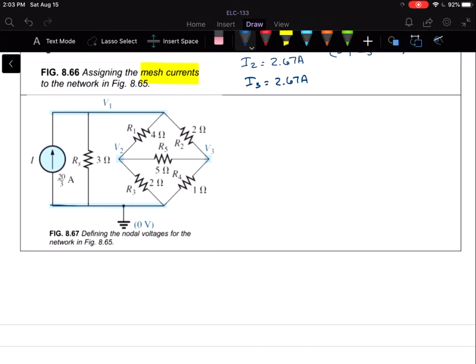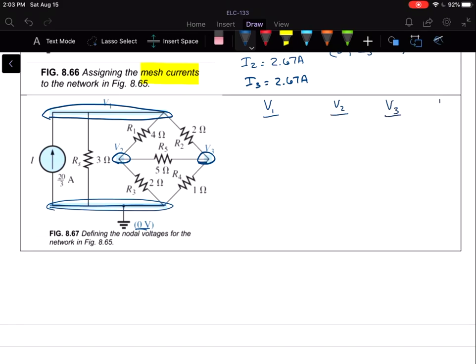Again, we have our reference node here where V equals 0 volts, our V1 up here, our V2 here, and our V3 here. So we're going to have 3 columns, V1, V2, V3, and then our constant on the right hand side. So for the V1 equation, our V1 term would be the sum of the conductances connected to our V1 node, 1/3 plus 1/4 plus 1/2.